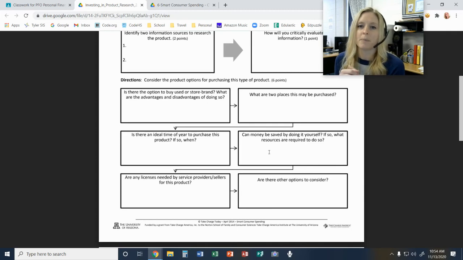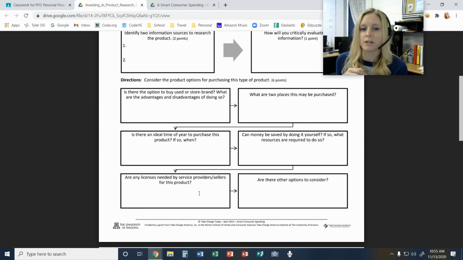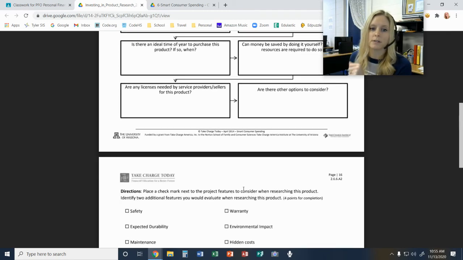Can money be saved by doing it yourself? Is it available for you to make this item yourself? And if so, what resources would you need to do so? Are there any licenses needed by service providers? So whoever is selling this item to you, did they have to have any kind of licenses to be able to make and or sell that item to you? And are there other options to consider? Like if this item doesn't meet your needs, what item would meet your needs? So that's how you'll fill this out.